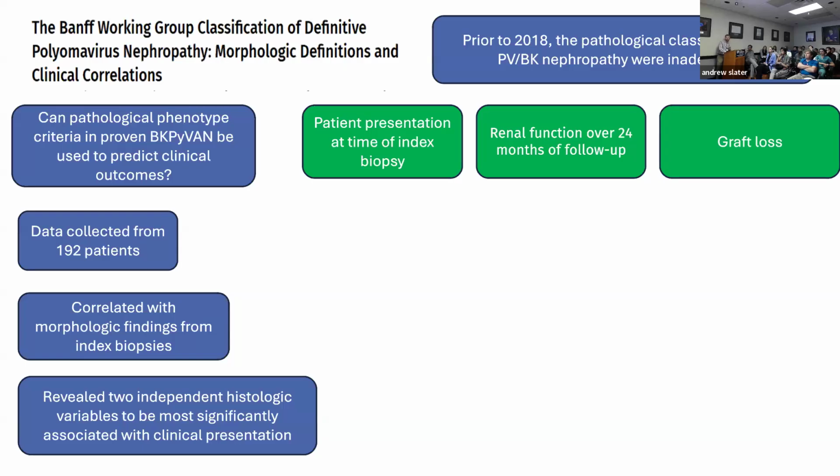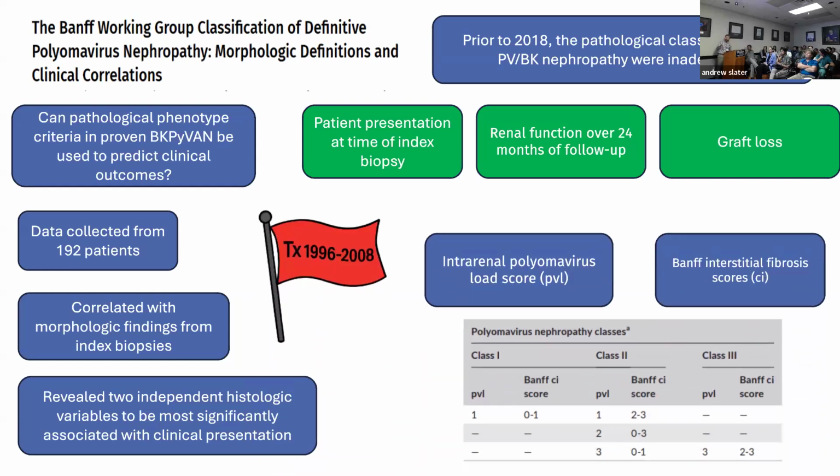So they collected data from 192 patients. They correlated that with morphological findings from index biopsies in the past, and that revealed two independent histological variables to be most significantly associated with clinical presentation. Those are the PVL and the CI, which is the BANFF interstitial fibrosis score and the intrarenal polyomavirus load score. So that resulted in class 1, 2, and 3 polyomavirus nephropathy.